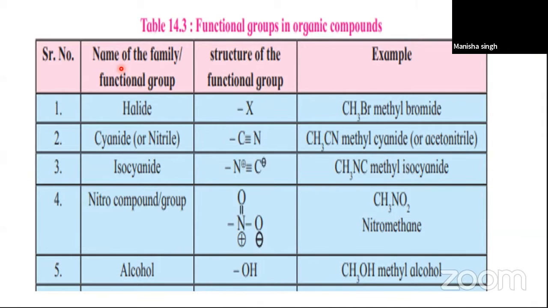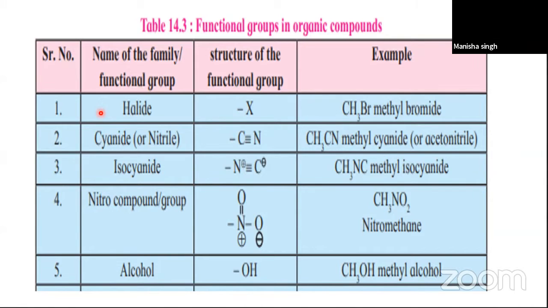So first, you can see the serial number, the name of the family or the functional group, then the structure of the functional group, and last is the example. So the first one is what? Halide. So halide is what? Halogen, you know, chlorine, bromine, iodine. So these are the halogens. If halogens are attached to an organic compound, then they are known as halides.